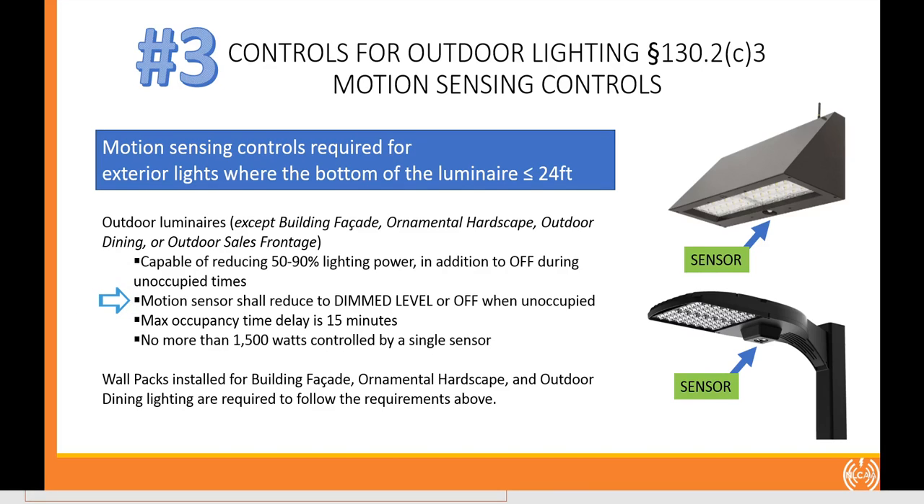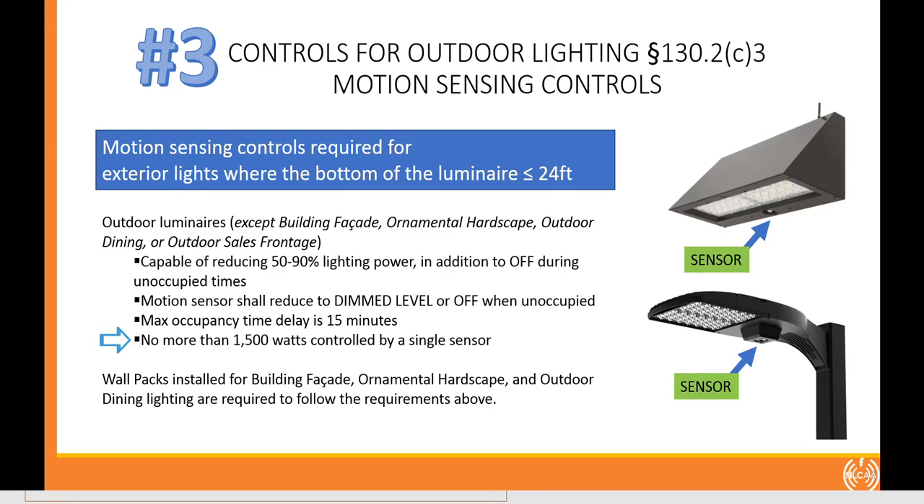Okay, so now they're saying motion sensors shall reduce to dim level or off when unoccupied. So exactly what I just said. So lights will be at 100% when occupied, during the nighttime when it's dark, not during the daytime. And when there's no motion beyond 15 minutes, the lights will go to a dim state. Okay, so 15 minutes is the max that's allowed for occupancy time delay. If you recall, the interior spaces allowed up to 20 minutes when you're using occupancy sensors for interior, but exterior we're limited to 15 minutes.